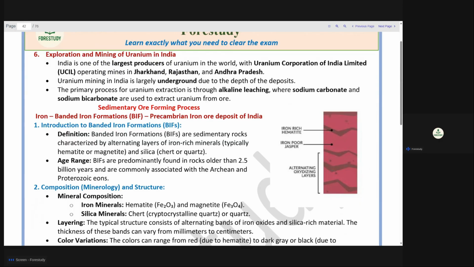We'll talk about at what depths we can limit our ore of interest, and on what basis we will go for open cast mining, and on what basis we will go for underground mining. So we'll talk about those things. These are very interesting things. The primary process for uranium extraction is alkaline leaching, where sodium carbonate and sodium bicarbonate are used to extract uranium from the ore. So we use sodium carbonate and sodium bicarbonate to extract the uranium from ore.